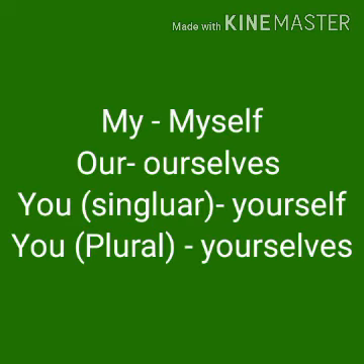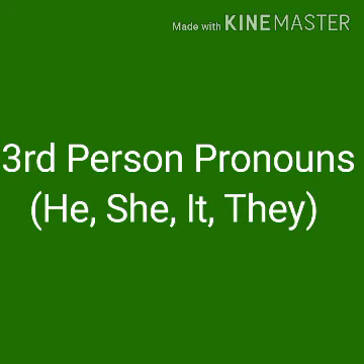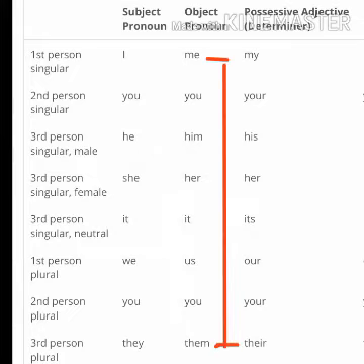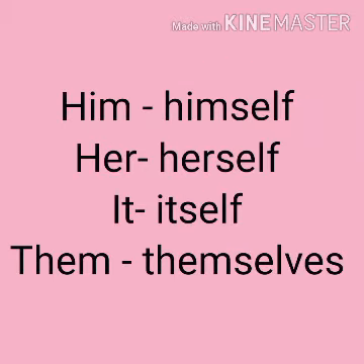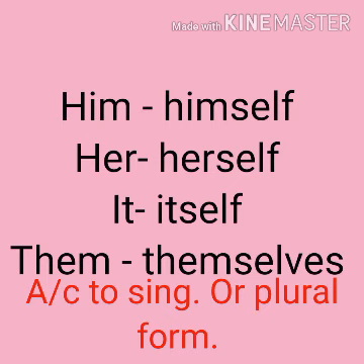But with third person, we will make it by using objective pronouns. As you could see, these all are objective pronouns. He will become him, she will become her, it remains it, they becomes them. So it would be him, himself, her, herself, it, itself, them, themselves, according to singular and plural form.